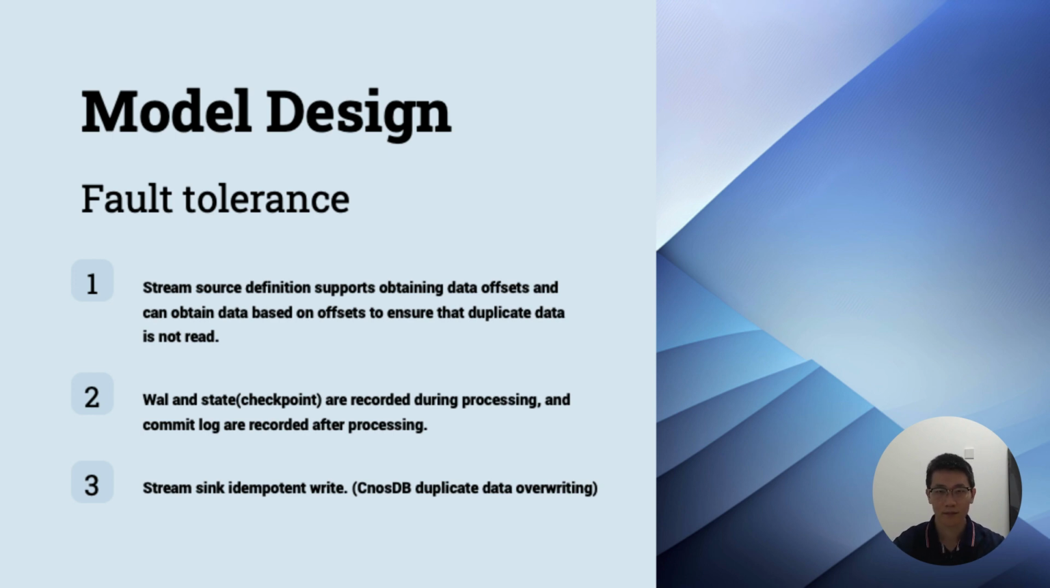The third mechanism pertains to the stream sink. It requires that the writes be idempotent, meaning that writing the same data multiple times has the same effect as writing it once. This enables data synchronization and allows for data override, preventing data loss during restart. The specific details of this mechanism will be explored in more depth in the future. For now, it's essential to understand the approaches we use to address fault tolerance.